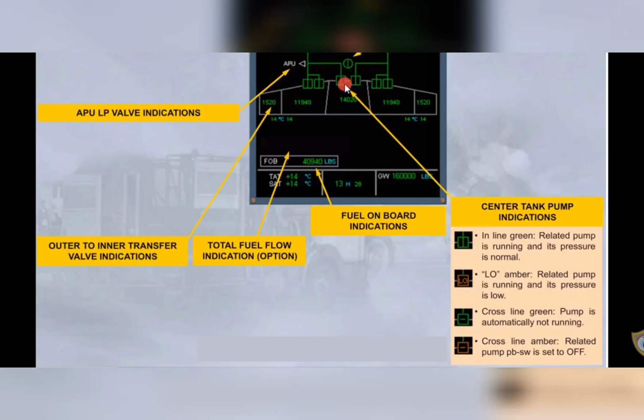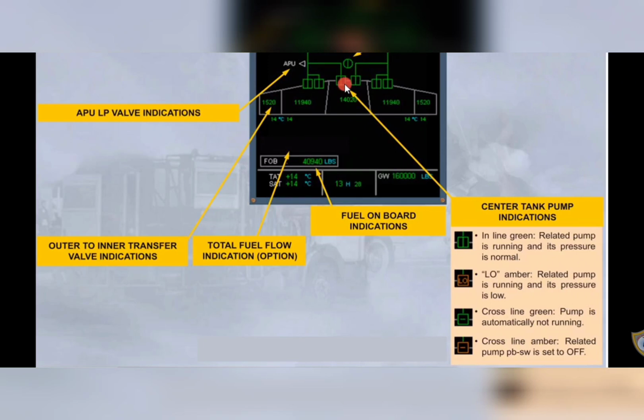Now here we see center tank pump indication. Inline will show in green and its pressure is normal. When the low pressure is there, then it will show in amber. Cross line means pump is automatically not running. Cross line amber means related pump push button switch is set to off position.